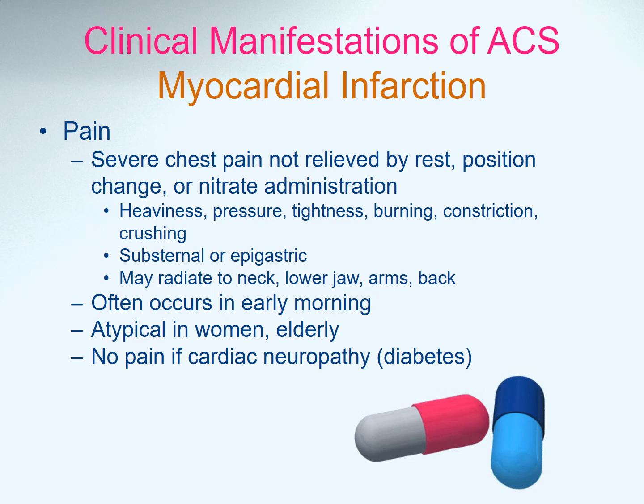So the pain can be described as severe, not relieved by rest, position change, or nitrate administration. It can be a heaviness, pressure, tightness, burning, or constriction. They can also say that it's crushing. It can be substernal or epigastric. It can radiate to any part of the body. It usually occurs in the morning after a night of sleep. It's atypical in women and the elderly, and there may be no pain if they have cardiac neuropathy due to their diabetes.